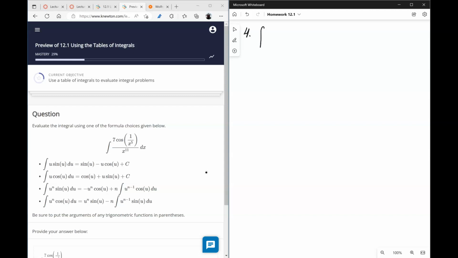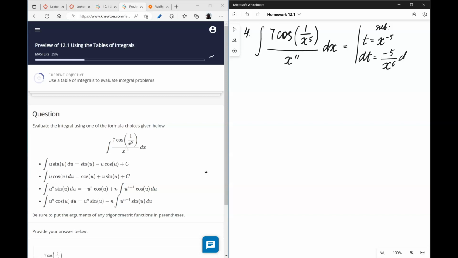We have a similar problem to the previous one. And the first step is to do the substitution. So the substitution is t is equal to x to the power negative 5. So dt will be negative 5 over x to the power 6. So x to the power negative 11 is now t times x to the power negative 6. So we should be able to combine it with dx and exploit that pattern.